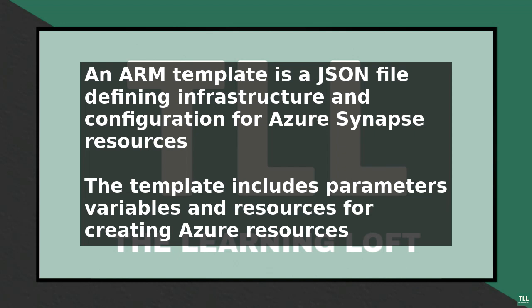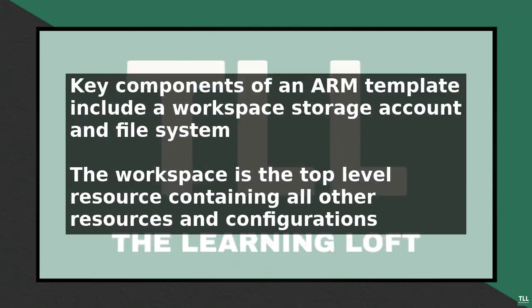The key components of an Azure Synapse ARM template include a workspace, a storage account, and a file system. The workspace is the top-level resource that contains all the other resources. The storage account is used to store data, and the file system is used to manage files.